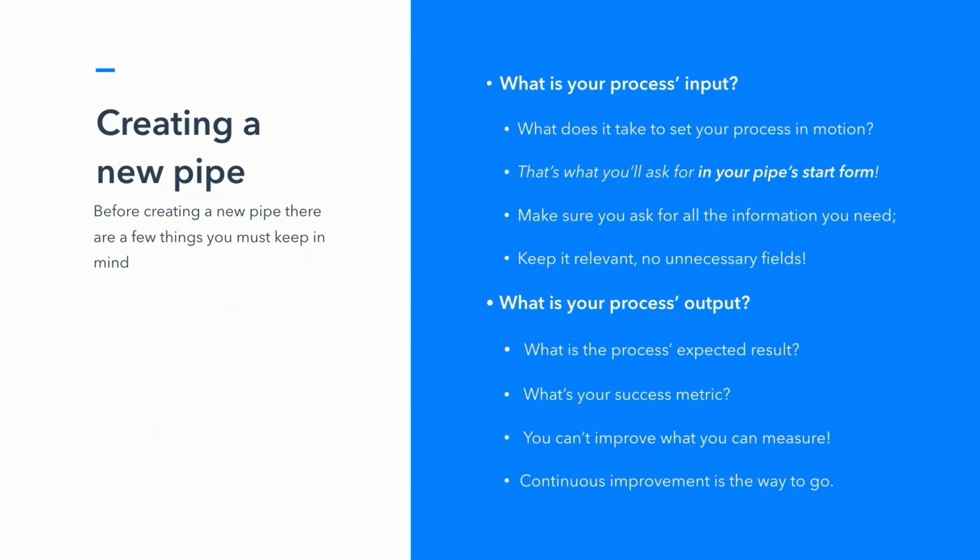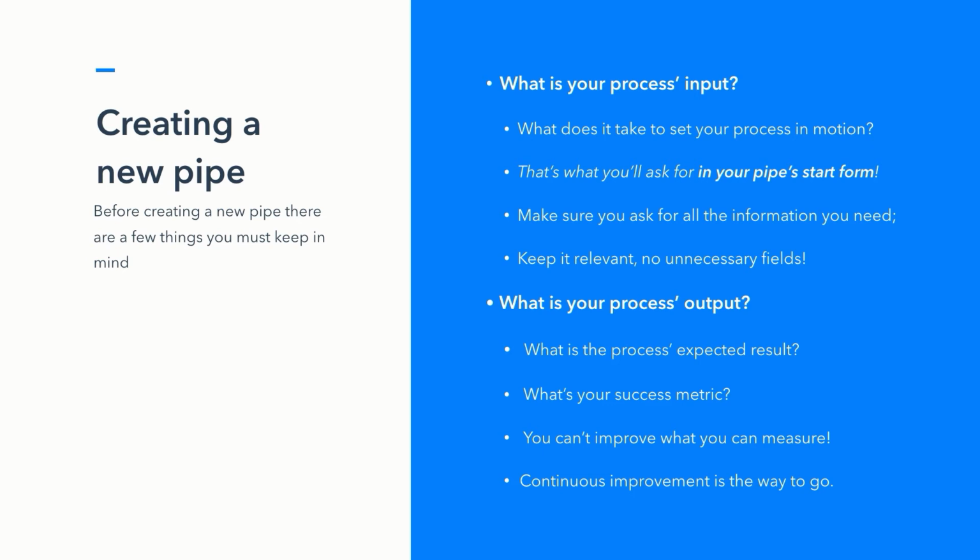Before creating a new pipe, there are a few things you must keep in mind. So before we go inside Pipefy and click the create a new pipe button, we're going to go back a few steps and remember the model I told you guys about, the IPO. We're going to take a look at that and think about our input, our output, and our process steps. So the first thing we need to think about our process is, what is our process's input? What does it take to set it in motion? That's what we're going to ask for in the pipe start form.